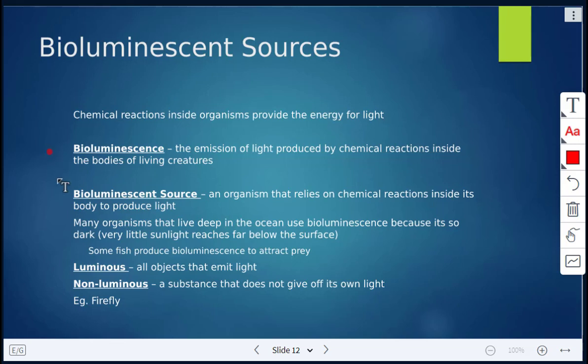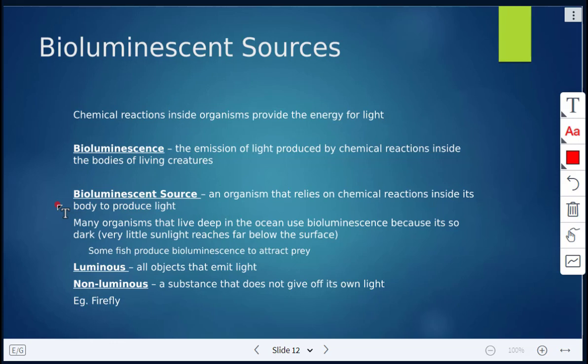All right, so many organisms that live deep in the ocean use bioluminescence because it's so dark as you go deeper into the ocean. There's very little sunlight that reaches far below the surface. So some organisms like fish are able to produce bioluminescence to attract prey, for example.